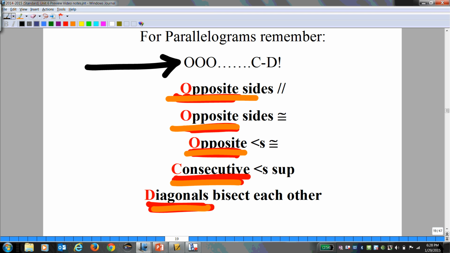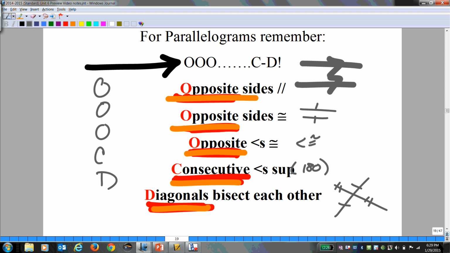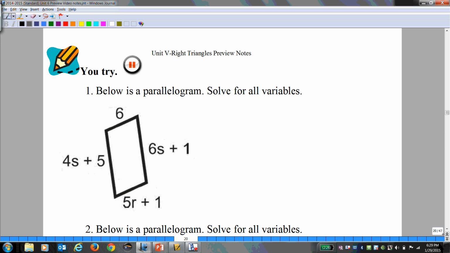Opposite sides are parallel. Let's make a quick notation. Opposite sides are congruent to each other. Opposite angles are congruent. Consecutive angles are supplementary, or they add up to 180. And the diagonals bisect each other; they cut each other in half. OCD. Keep these 5 qualities in mind as we do the next couple problems.